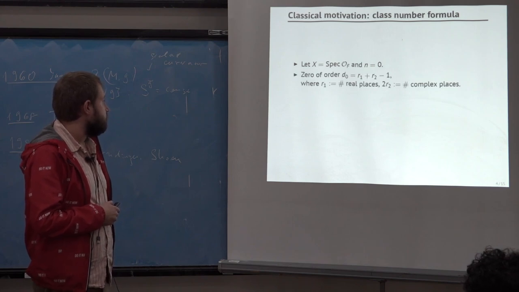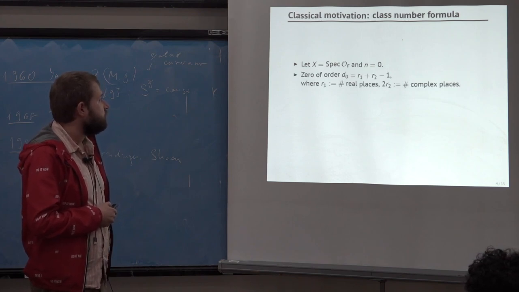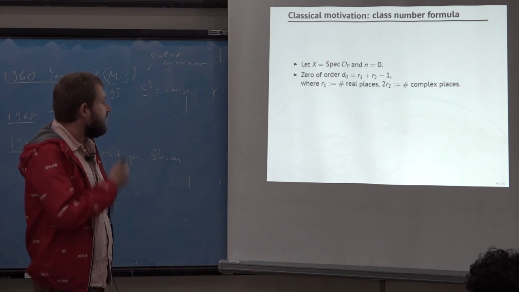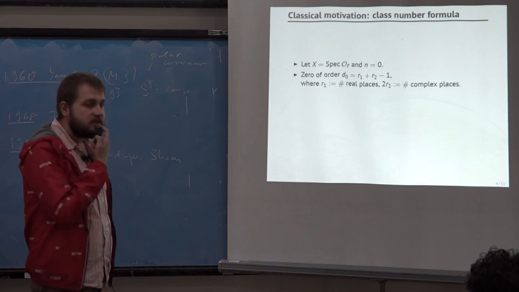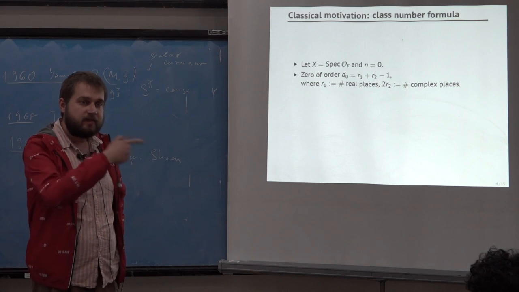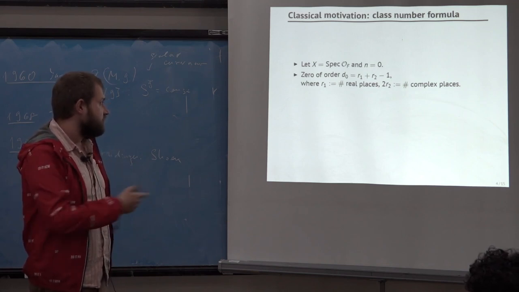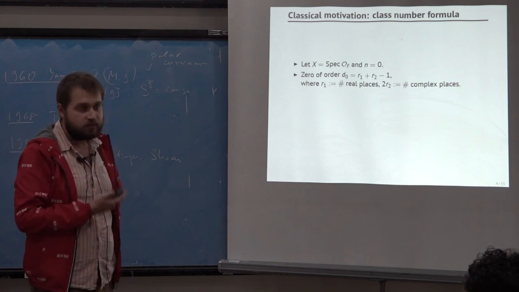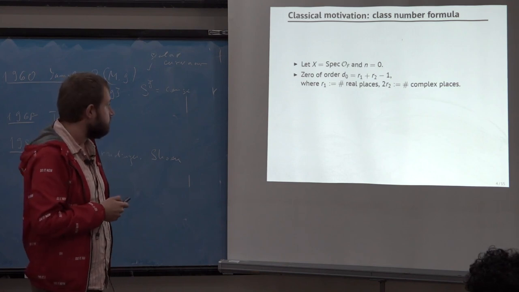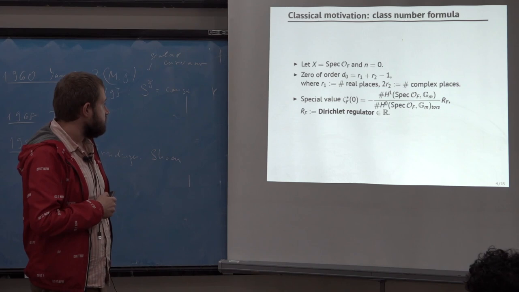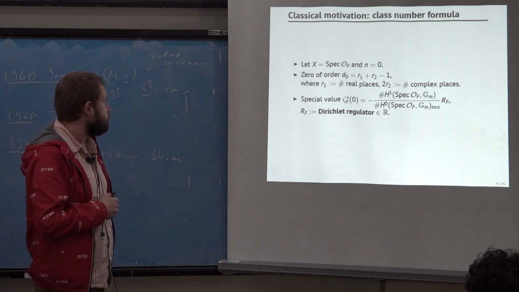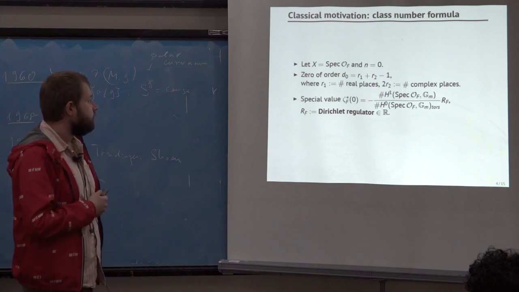And well, there is a zero of order R1 plus R2 minus 1, where R1 is the number of real places, which means the real embeddings of our number field, and R2 is the number of complex places, which come in conjugate pairs. And in this case, there is the formula, which is called the class number formula. It says that the special value at zero is this thing.